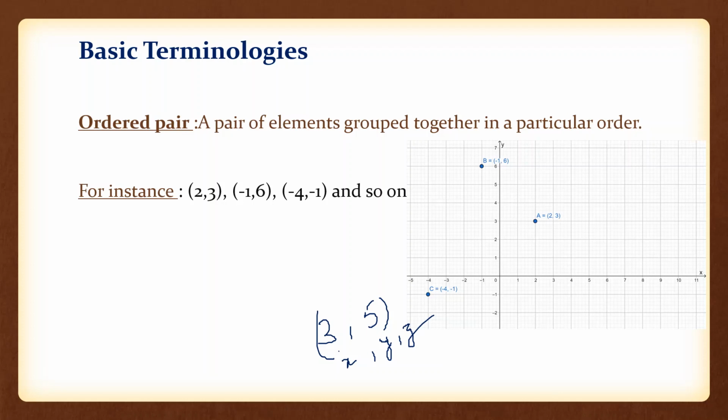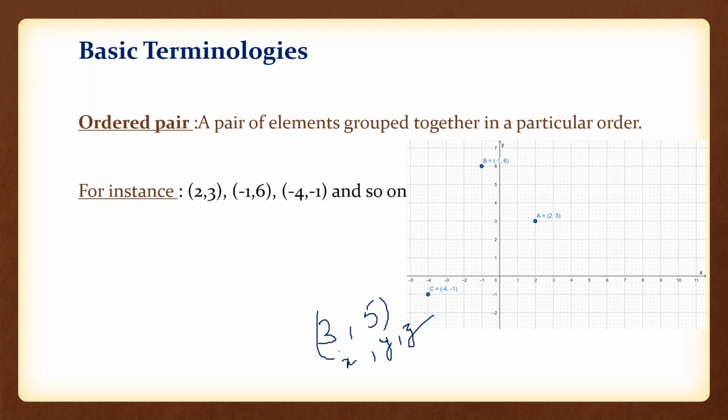The location of (2, 3) is denoted by A here. A is (2, 3). Like 2 is the distance on the x-axis from the origin, and 3 represents the coordinate on the y-axis. So (2, 3) is this value. Similarly, (-1, 6) will obviously be in the second quadrant, and hence it is denoted by this B, (-1, 6). (-1, -4) will be in the third quadrant.